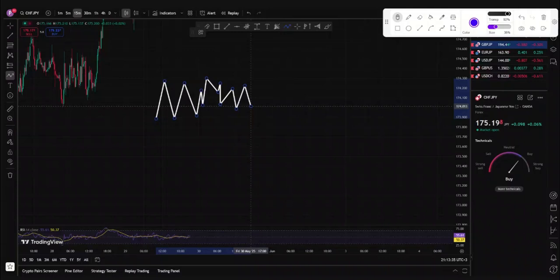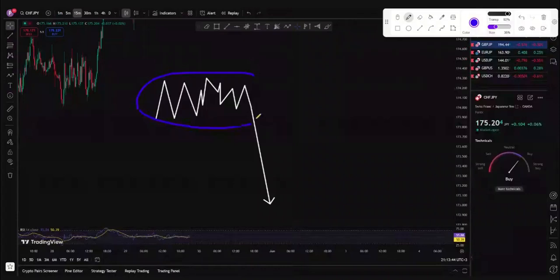Let's start with the supply zone. For it to be a supply zone, the price must have gone below like that. The reason why this is a supply zone is because the consolidation was left above the price. So the consolidation is above the price.